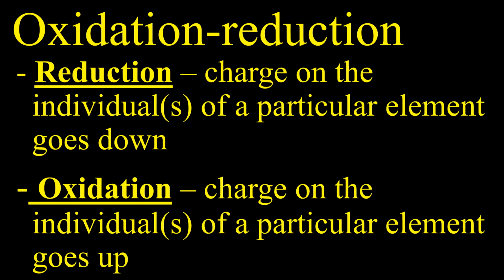Now we need to switch and talk about oxidation-reduction reactions. Reduction, the way I like to say it, means charge goes down. Now we mean the charge of individuals of a particular element. They could be ions or element form, but their charge goes down. That means it's lower in the products than the reactants. That was a reduction. Oxidation, on the other hand, means charge goes up.